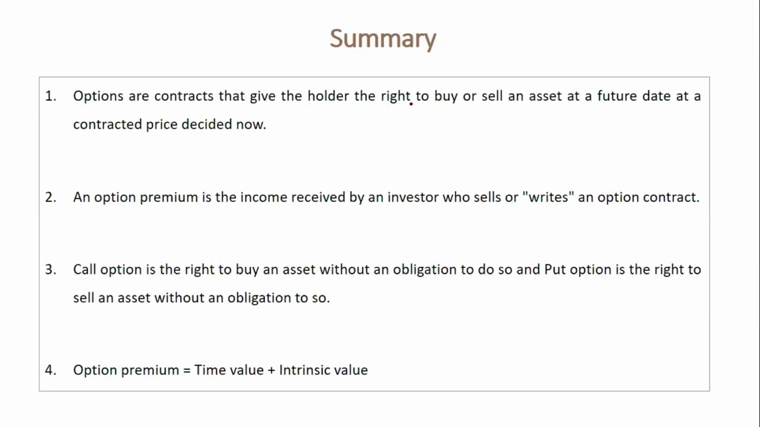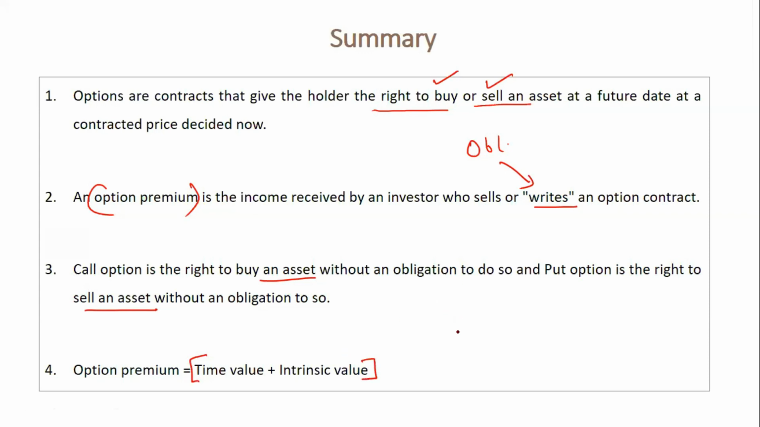So let's look at the summary. Options are contracts that give the holder the right to buy or sell an asset, whereas the writer of an option is obligated. So if the option holder wants to buy, the writer has to sell. If the option holder wants to sell, the writer has to buy, because in both conditions he is obligated. An option premium is the income received by the investor who writes the option. Since you are taking an obligation, you need some compensation. This compensation is your option premium. Call option is the right to buy an asset, whereas put option is the right to sell an asset. Option premium is equal to time value plus intrinsic value.